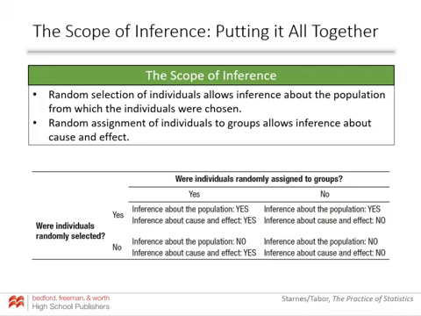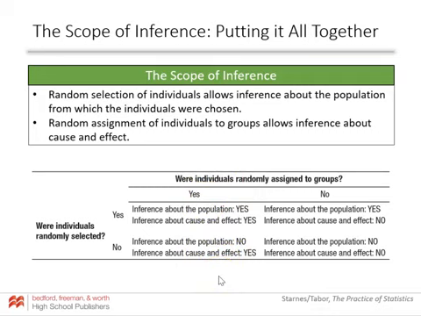So we have a little chart here to sum it up. Did we have randomly selected individuals, and were they randomly assigned to groups? Up here, this yes-yes case rarely happens, because we can't usually randomly select people and then force them to take part in an experiment. So typically, if we have yes on randomly selected, we usually have no on randomly assigned to groups, because we can't force people to take part in an experiment. And the same thing, if we have yes on randomly assigned to groups, we typically have no on randomly selected.